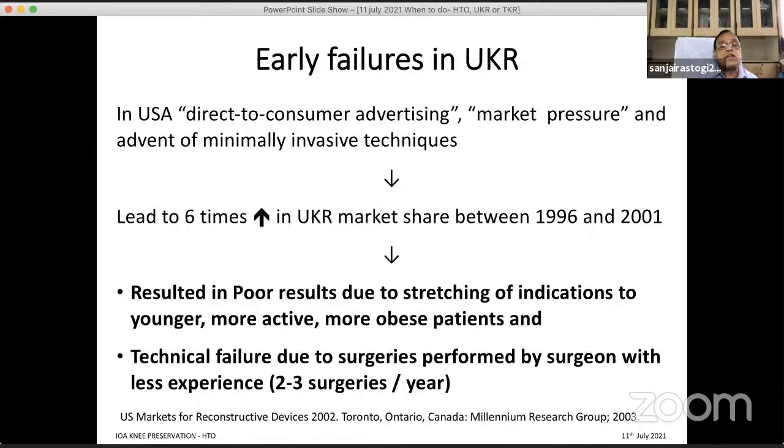To understand it further, a study was done in US, and their direct customer advertising, market pressure, and advent of minimally invasive surgery led to 6-time increase in UK market between 96 to 2001. But it resulted in poor results due to stretching of indications to young patients, more active patients, and more obese patients. And the technical failures were because of surgery being performed by less experienced surgeons who were doing only 2 to 3 surgeries per year.